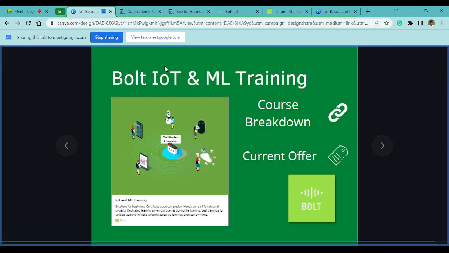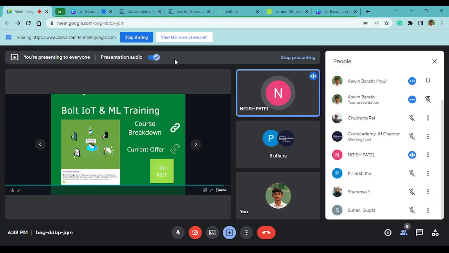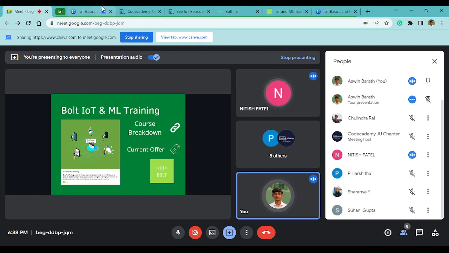Yeah, sure, Nitesh. So I have one question: what's the major difference between Arduino and Raspberry Pi? Yeah, that's a good question. So Arduino is like a, how should I say this? It's like a microcontroller, Nitesh, and Raspberry Pi is a microprocessor.